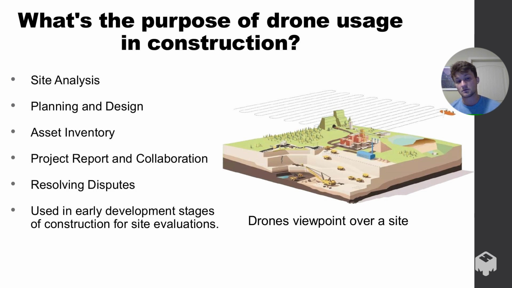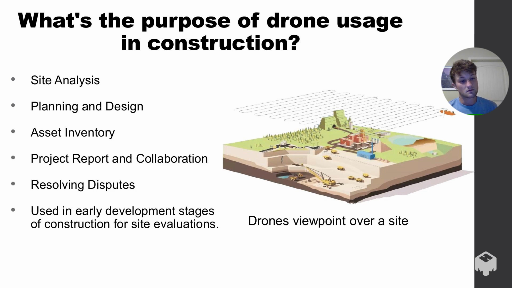Then you have asset inventory. Instead of walking, you can just fly your drone over all your machines and materials on site and get a rough estimate count of what your inventory is looking like. Project report and collaboration. That just makes it easier for the GCs to communicate with the subs, I guess, based on drone footage and pictures and images on site.